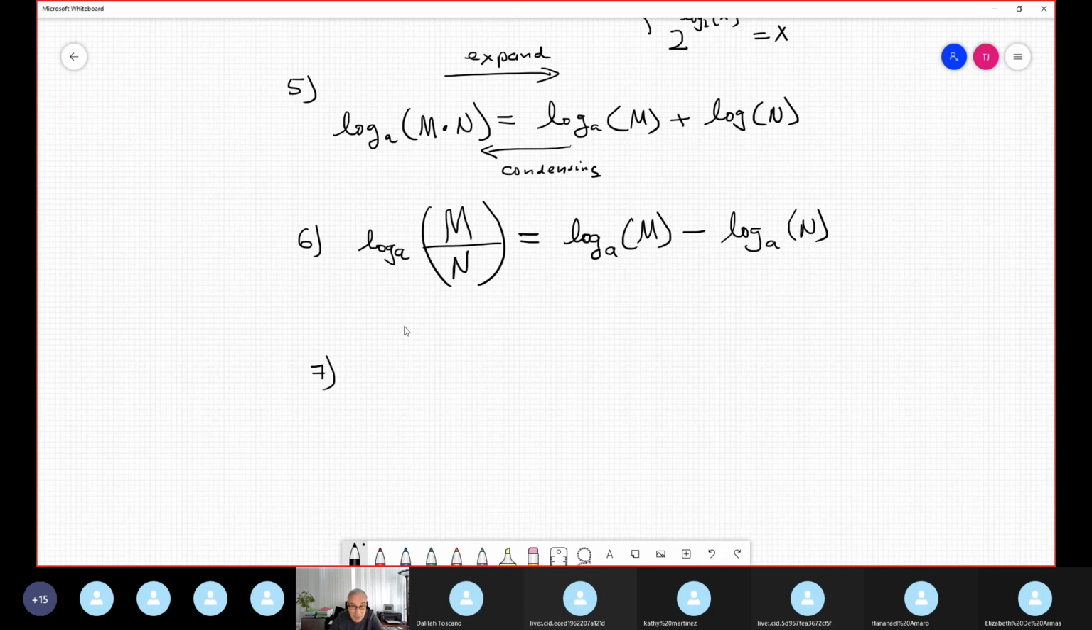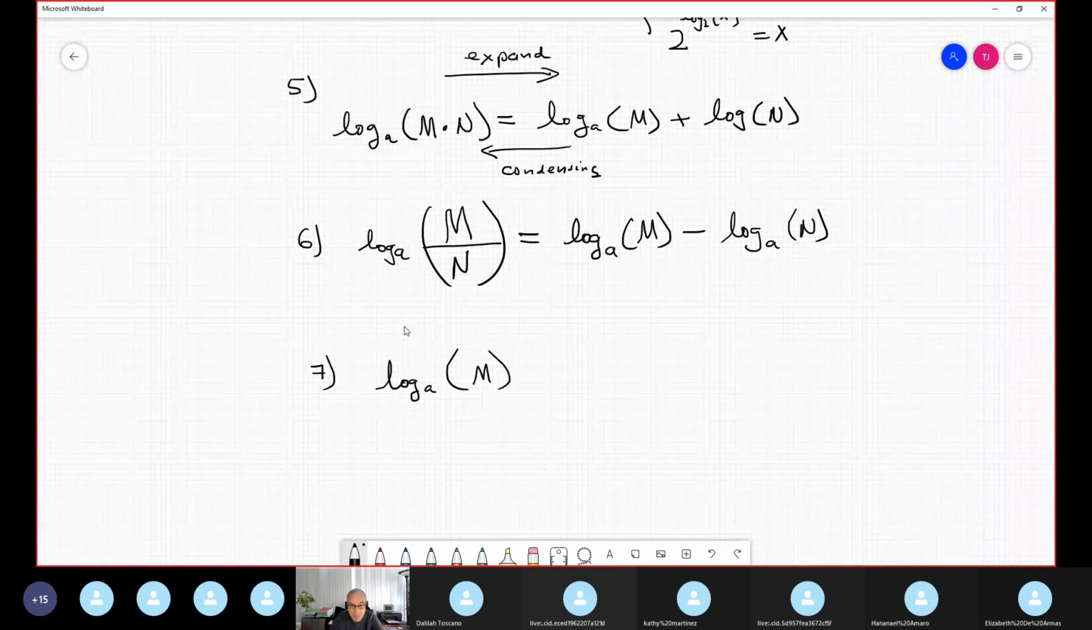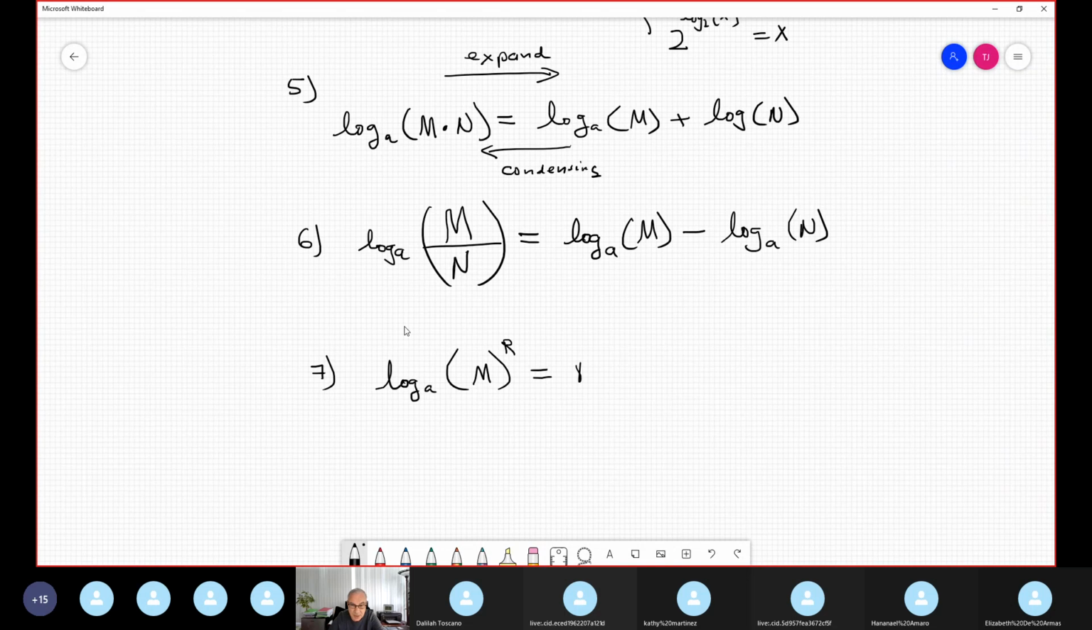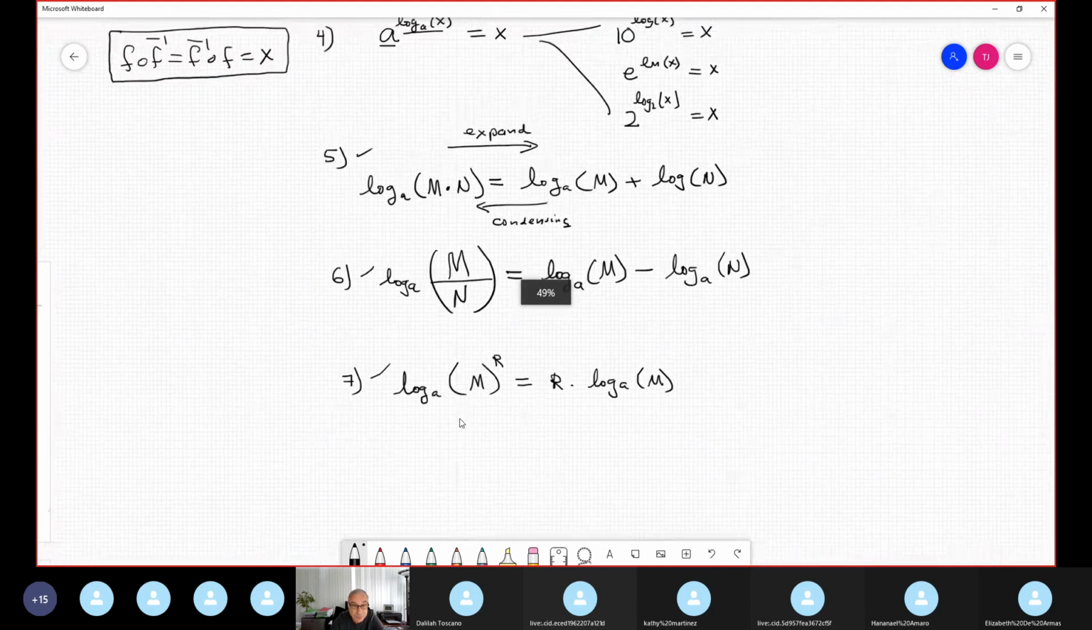And the next one, when it's the power of the power. So you have logarithm base a of m raised to the r power. This power you put in the front as a factor times logarithm base a of m. And these properties, number 5, 6, and 7, we use to manipulate the exponential equations and the logarithmic equations that we study. I don't know if today we start at least one.